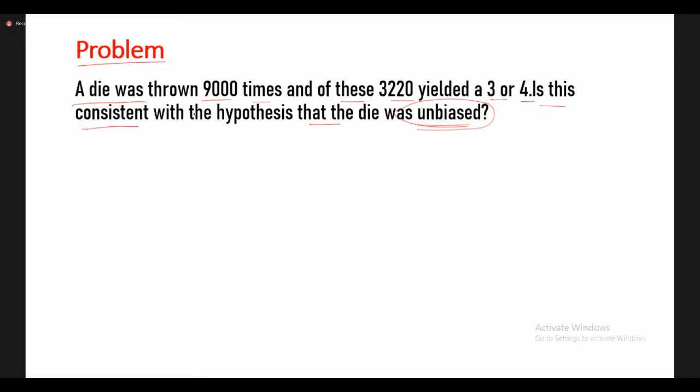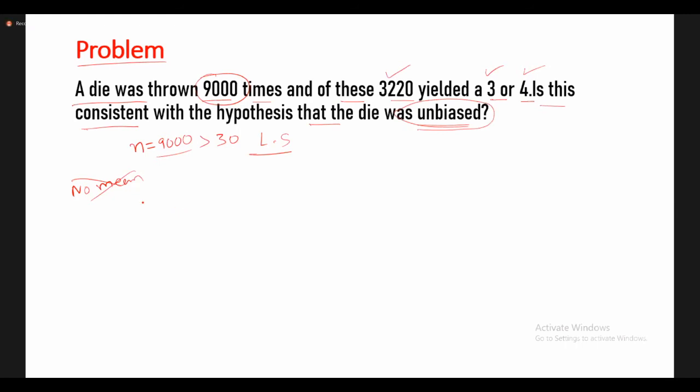All of you observe the sample size. Sample size is 9,000, right? That is greater than 30, so large sample. And is there any discussion about the mean? No discussion about the mean. Proportions. See, out of 9,000, 3,220 times they got either 3 or 4.